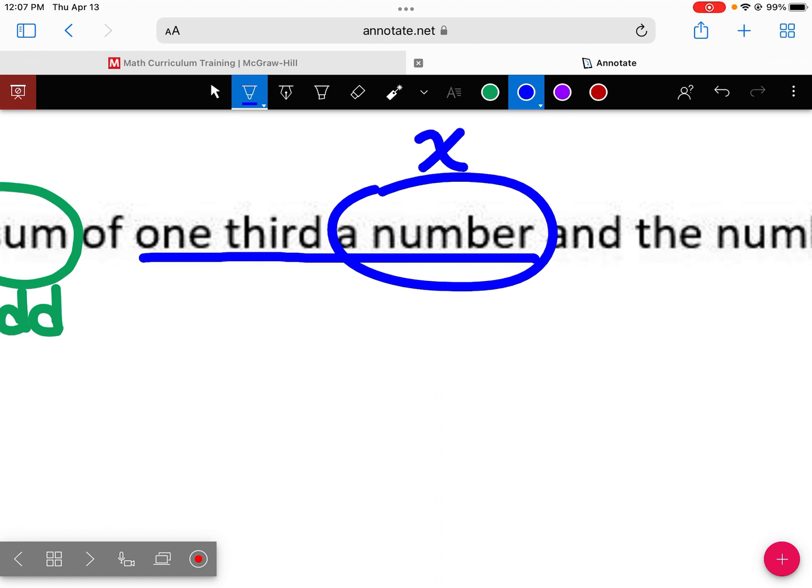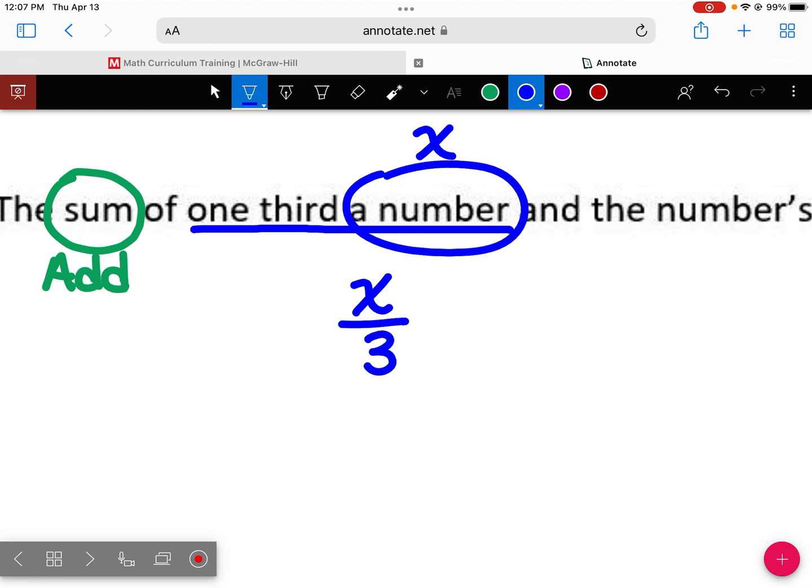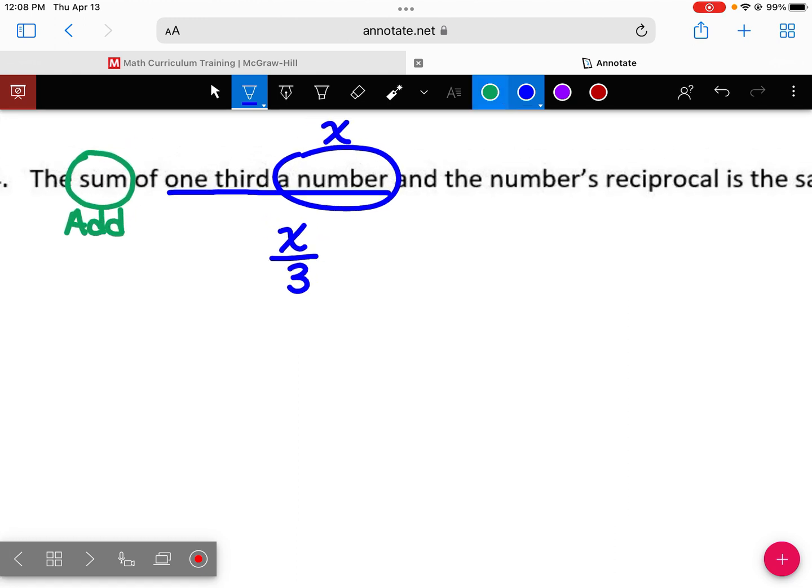Divide it by what? I still can't hear what you're saying. Divide it by 3, yes. So this is going to be the number x divided by 3. So we're taking that and we are going to add it, because it said the sum.